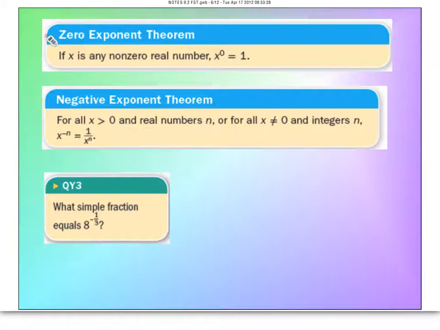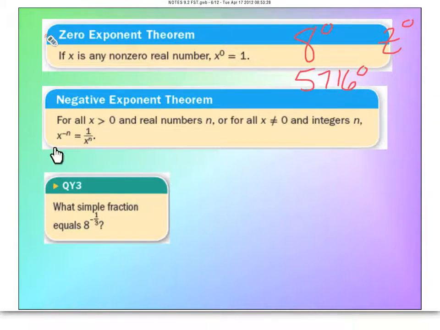Two other very important theorems. This one here says you have a base raised to any 0 power, it's always going to equal 1. So if you had 8 to the 0 power, 5,716 to the 0 power, if you had z to the 0 power, all three of these equal 1.